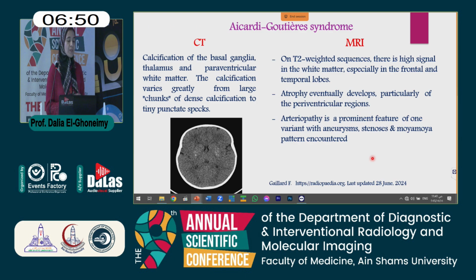Aicardi-Goutières syndrome: by CT, we can find calcification in the basal ganglia, thalamus, and paraventricular white matter, and it could be dense or tiny. And the MRI will find high signal intensity in the frontal and temporal lobes, and atrophy eventually develops. These patients are also liable to cerebrovascular anomalies like aneurysms or stenosis, and interestingly, a moyamoya pattern is encountered.